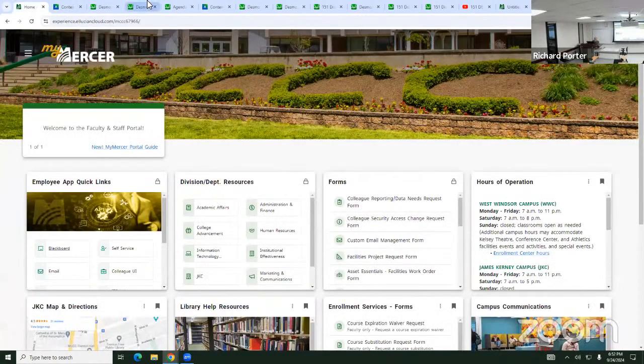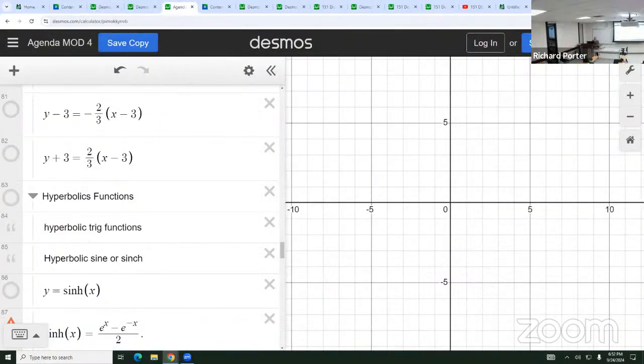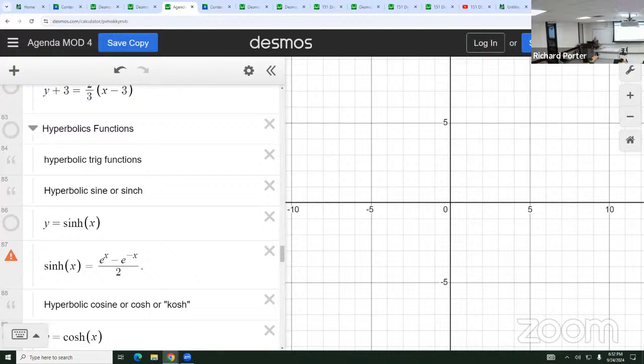All right, back to my agenda, which is here. All right, moving on to the next thing. Any questions on that so far? Tangent lines could be of non-functions. Implicit differentiation is how we find the derivative.